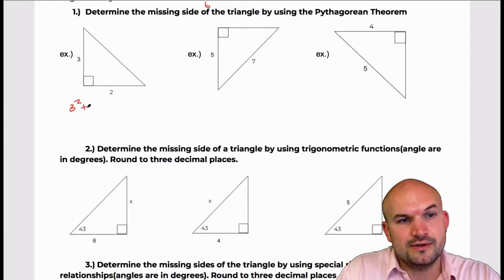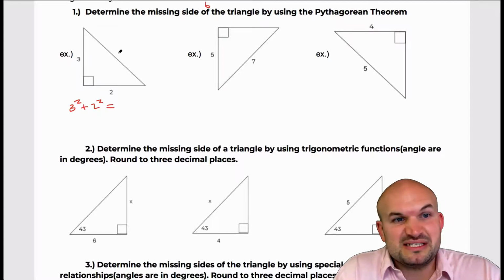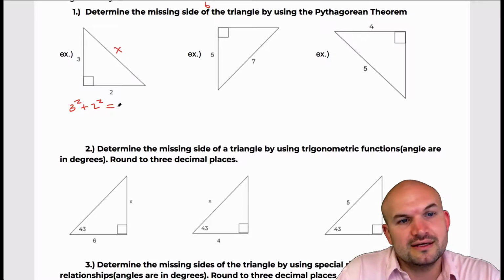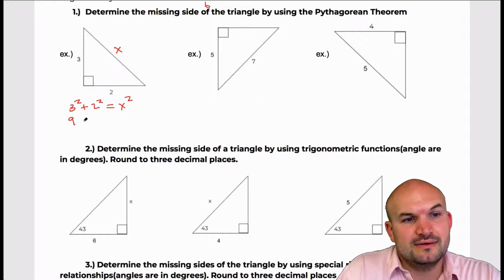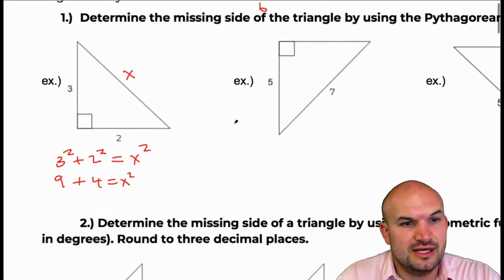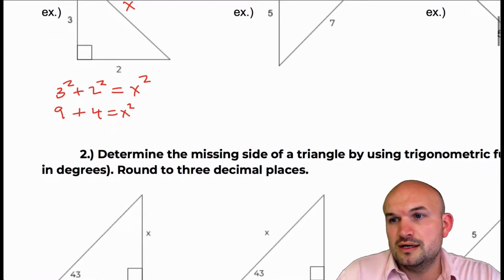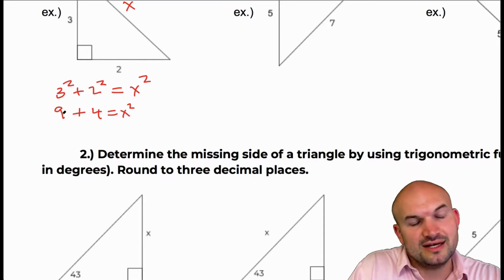3 squared plus 2 squared is going to equal, now this is a missing side, so maybe we'll just call this x, x squared. All right, 3 squared is 9, plus 2 squared is 4, equals x squared. You know what, I am going to zoom in for this and maybe even try to write a little smaller. Now 9 plus 4 is going to be 13, equals x squared.